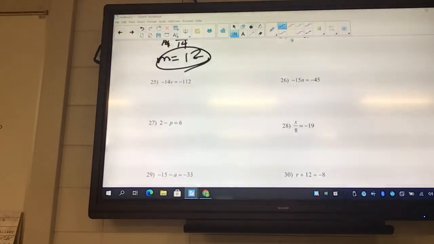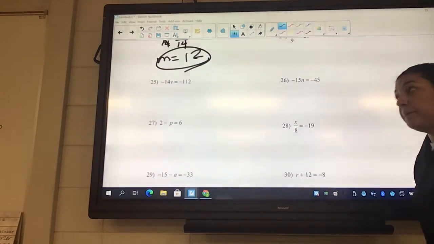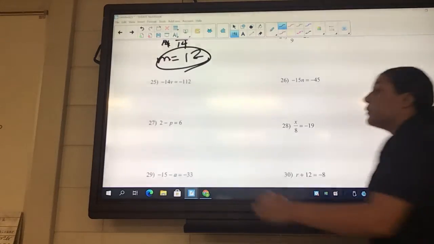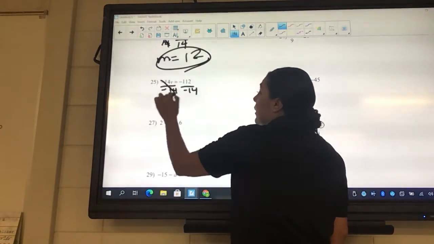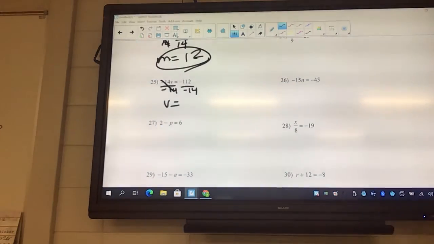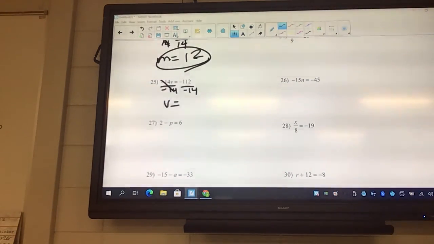25, what needs moved? The 14, okay, so we say divided by negative 14. We got b equals negative 112 divided by negative 14. 8?